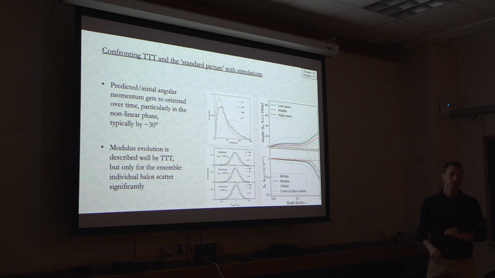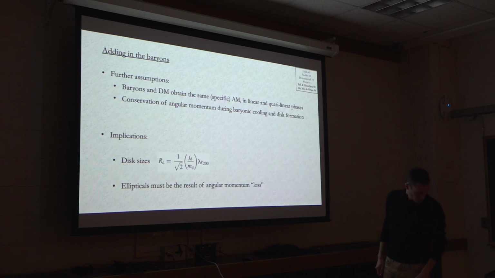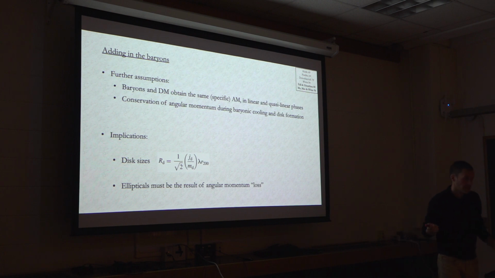Also for the modulus of the angular momentum, the theory predicts the average spin parameter very well, but actually it does quite terribly on a halo-by-halo individual basis. So this shows the distribution of the ratio between the expectation of the model and the actual angular momentum in simulations. It's distributed around 1, but with a scatter of order unity as well. Okay, so we'd like to try to understand where these deviations come from, but also I want to add in the baryons because I've only talked about dark matter so far.